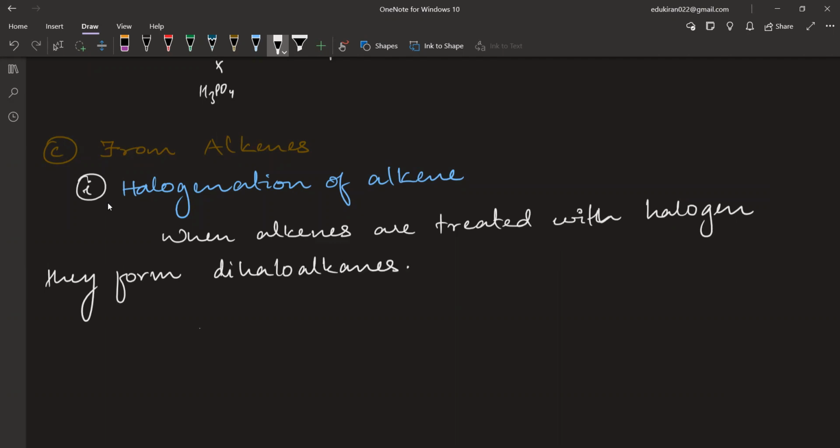That means if you have something like this, C double bond C, there are two different groups attached to the carbon atom, and you react this with X2. That means you are going to get carbon, the two groups that were attached to carbon will be as they are, and you will be attaching X here and also an X here. So this is the general scheme of reaction that you can have in halogenation of alkene. Please write this down. Let me know when you're done.